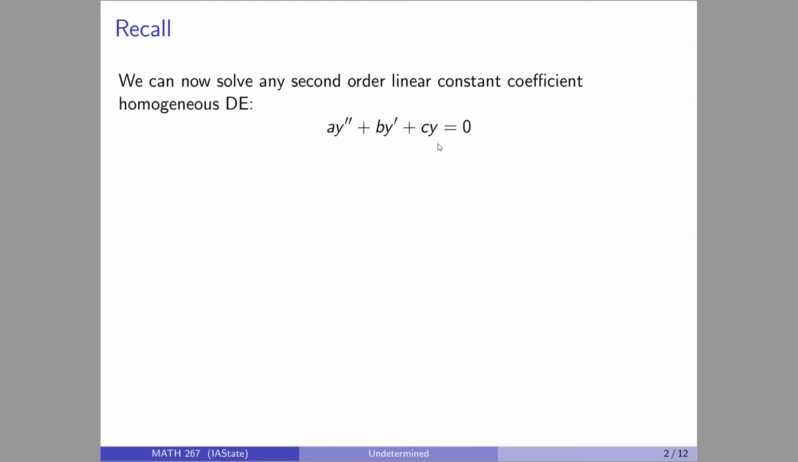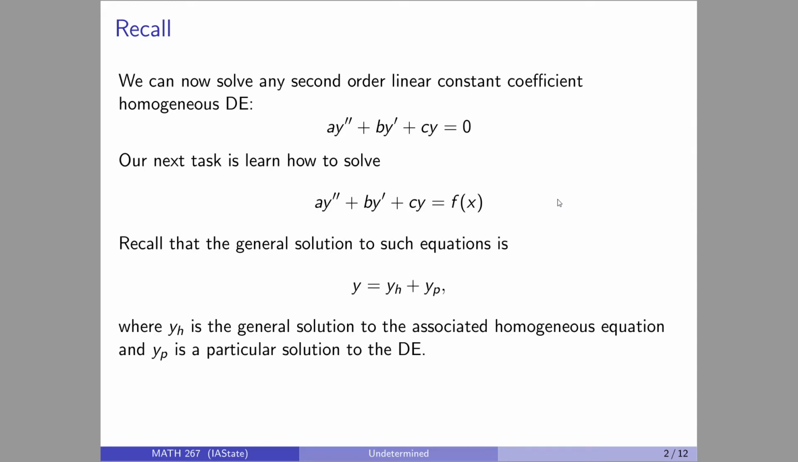Every homogeneous second-order linear constant coefficient differential equation we can now solve. Again, here A, B, and C are constants. Obviously, A is a non-zero constant. Now what we're going to do is allow the right-hand side to be a function. So instead of the right-hand side equaling 0, we're going to have some function, and we're going to learn how to solve that.